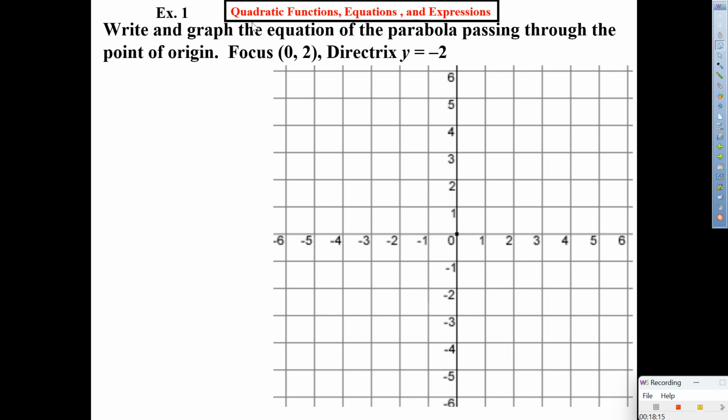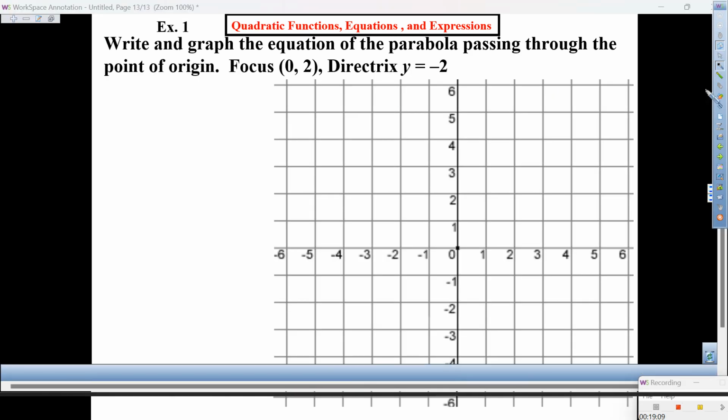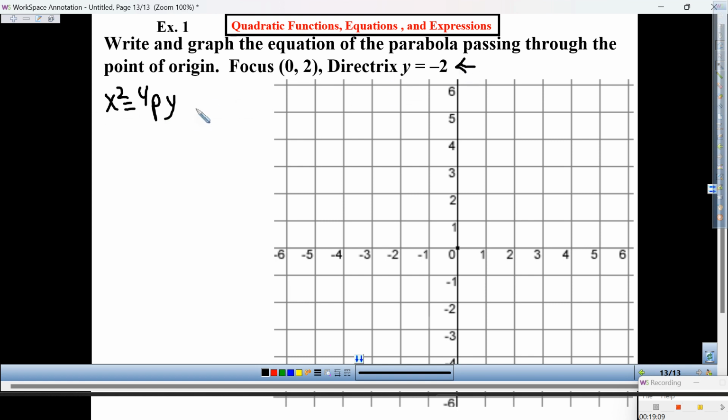All right, so tell your neighbor which equation we're going to write if the directrix is y equals negative 2. Which equation do we use? Everyone, x squared equals 4py. That is correct. Write it down. So step 1, you're going to look at your directrix and write your equation. Okay, that's step 1.